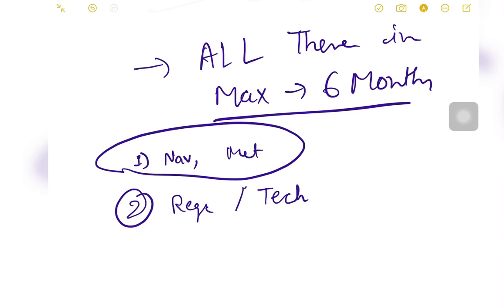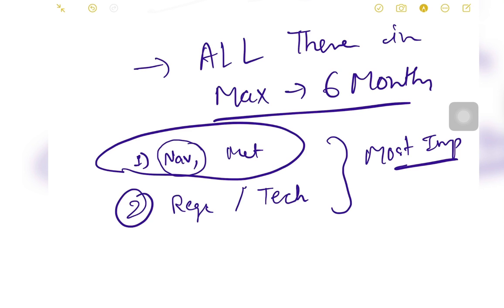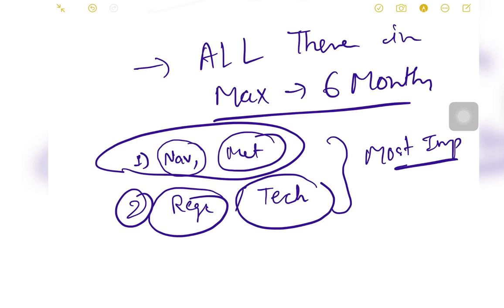So these are the most important papers. Most important. Okay. So why am I telling you? Because navigation is one of the difficult exams. Meteorology is a very easy exam. Then regulation is easy. Technical is a little bit tough.